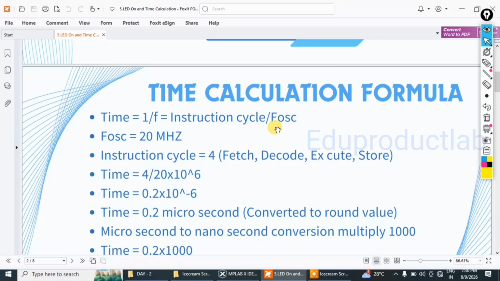By the end of this lesson you will understand instruction cycle and clock frequency, and time calculation for 20 MHz and 4 MHz crystals. Why we define _XTAL_FREQ.